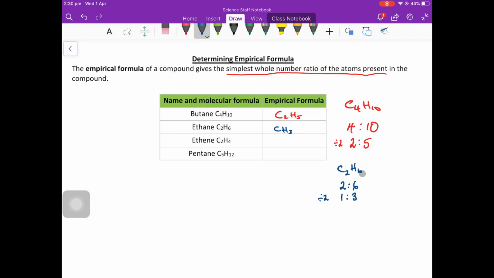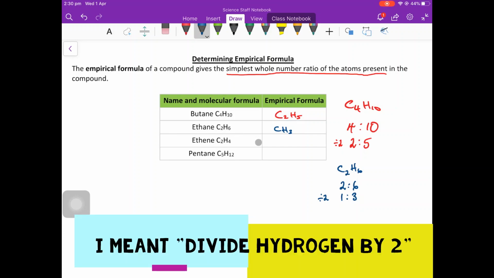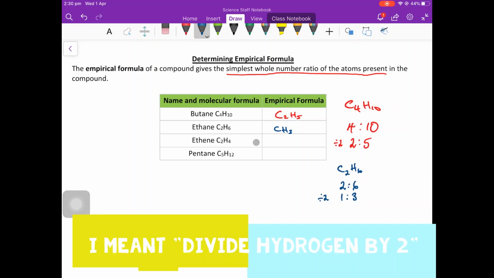Okay, well, let's not do any of this working out anymore. Let's see if we can jump straight there. It's 2 carbons to every 4 hydrogens. So can this be made any more simple? Yes, it can. We can divide the number of carbons by 2. We can divide the number of hydrogens by 4. And that would give ethene an empirical formula of CH2.